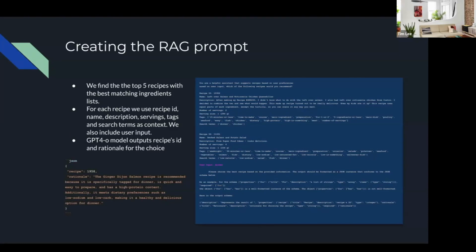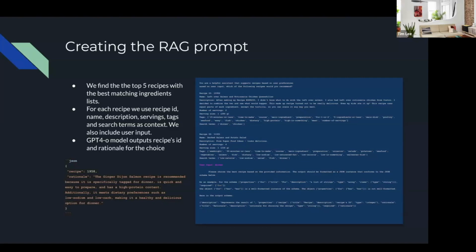And then it's pretty hard to see here because it's pretty small, but this is our RAG prompt. For the RAG prompt, we're providing only a few fields of the recipe. So we're telling it, okay, this is the recipe ID, this is a small description of the recipe, and these are the tags and the search terms.